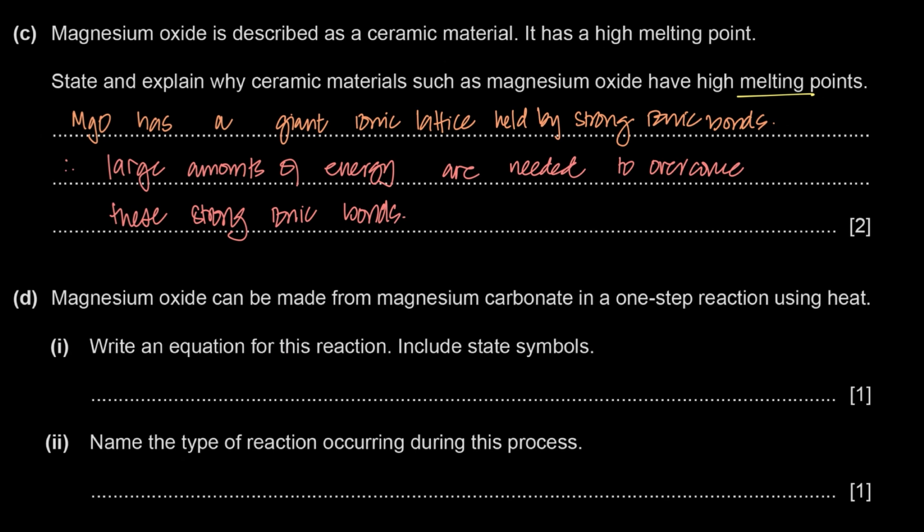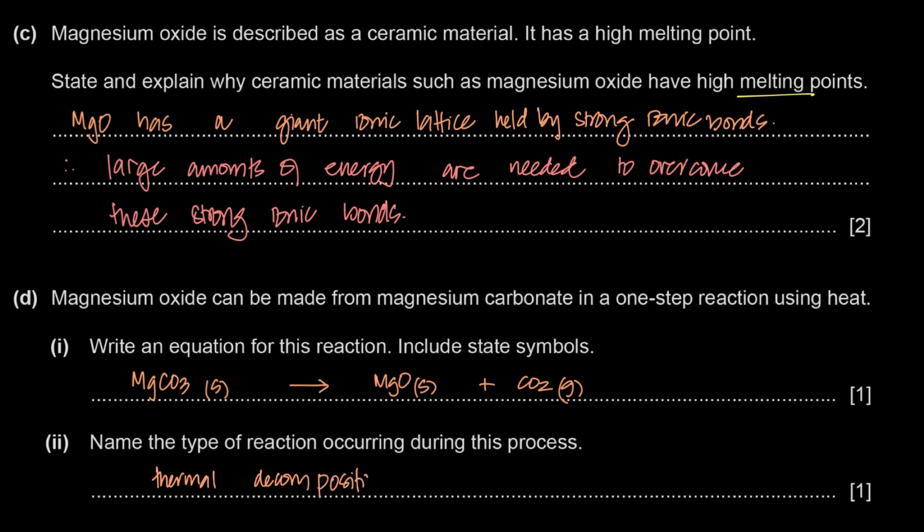Now, magnesium oxide can be made from magnesium carbonate in a one-step reaction using heat. A reaction that only produces something by heat generally tends to be a decomposition reaction. All group 2 carbonates that are solid can be heated, and they break down to form the solid oxide and carbon dioxide gas. And this is for all group 2 carbonates. Because of heat, this reaction is called thermal decomposition, because it took heat to decompose it.